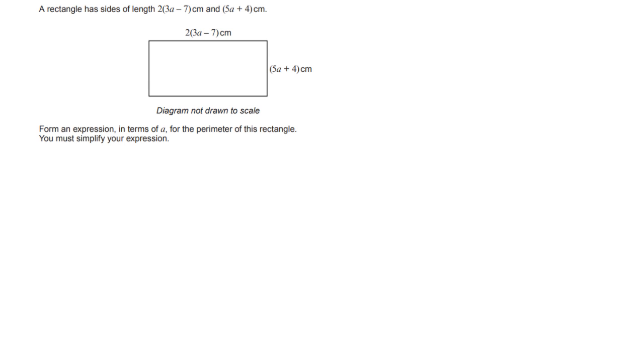In this video, we're going to be looking at forming and solving equations. In this first question, we're given a rectangle, and we're told the dimensions, but we're told them in algebra. It's asking us to form an expression. Now, the reason an expression is different to an equation is because it doesn't equal something. So we can't find out the length of a. We're just looking to form the expression for the full perimeter.